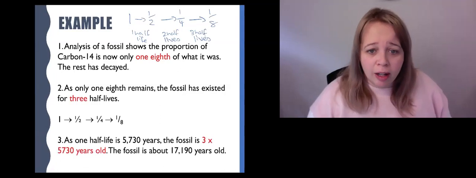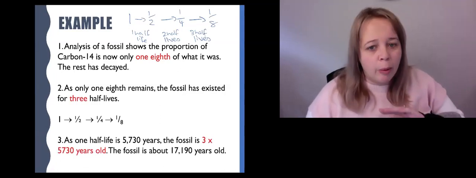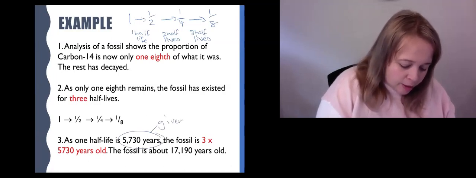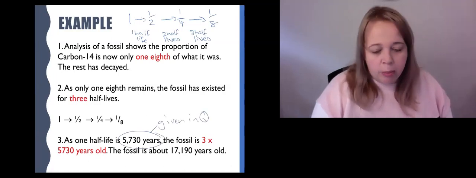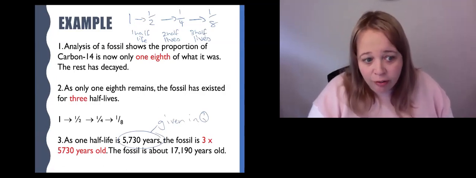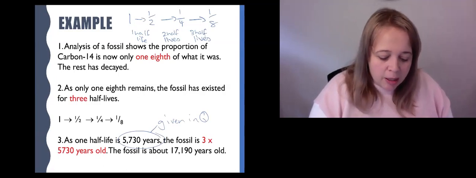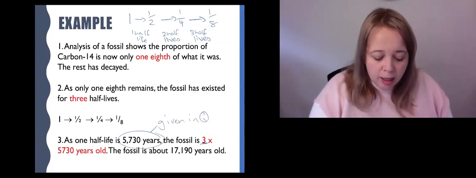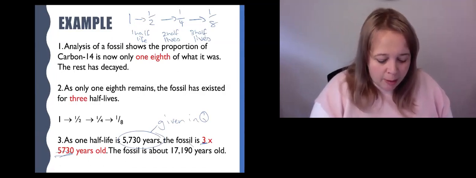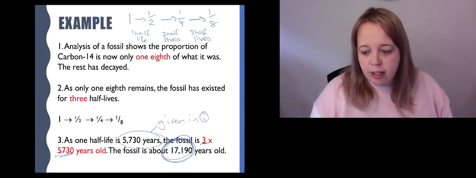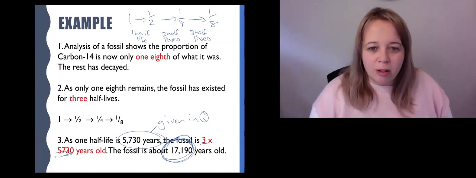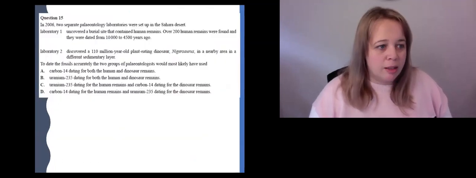As 1 half-life for carbon-14, and they would have to give you this, okay? So they would have to be given in the question. We multiply the number of half-lives by the half-life of the element. So we do 3 because there are 3 half-lives passed, multiplied by the half-life being 5,730, and we get this age here, 17,190 years old. So that is how you might use half-life to calculate something.